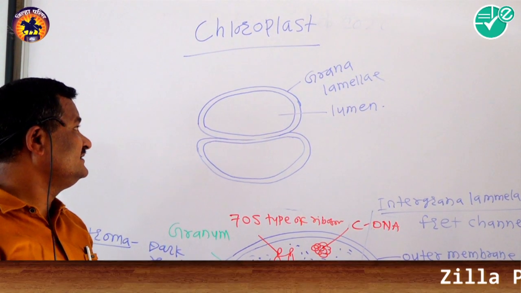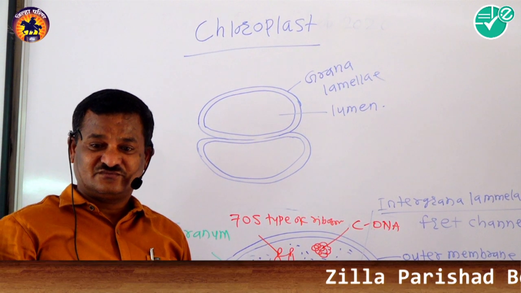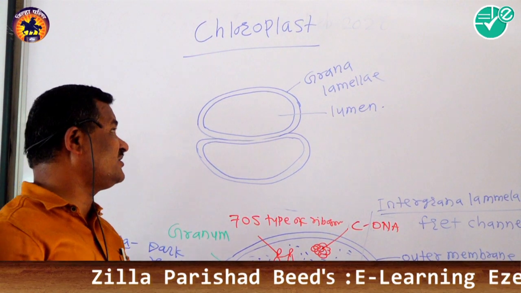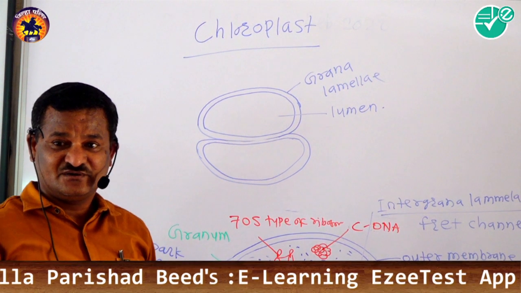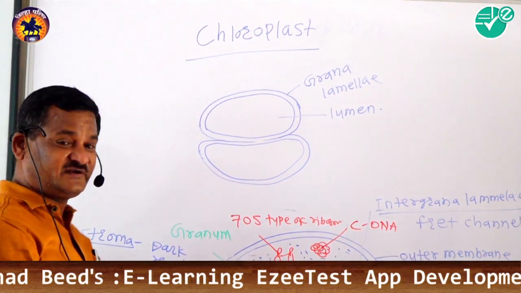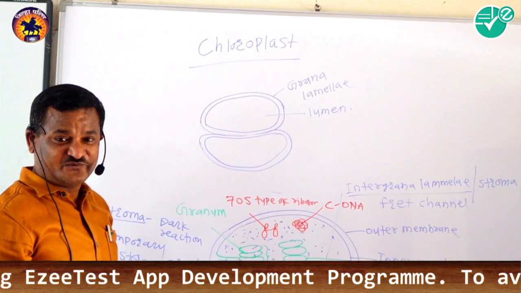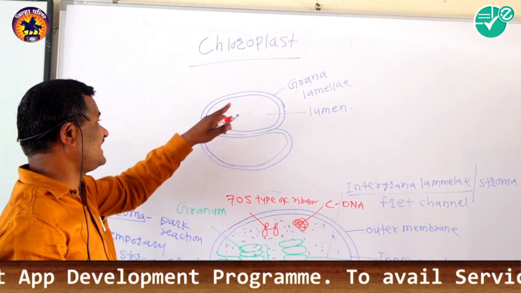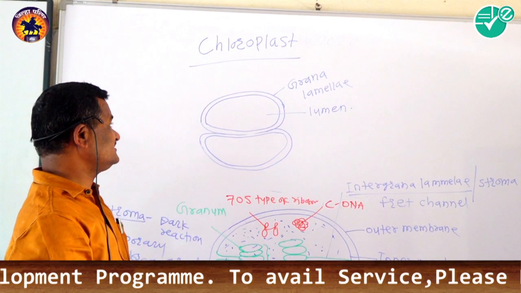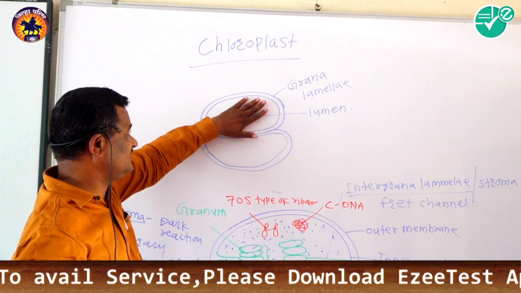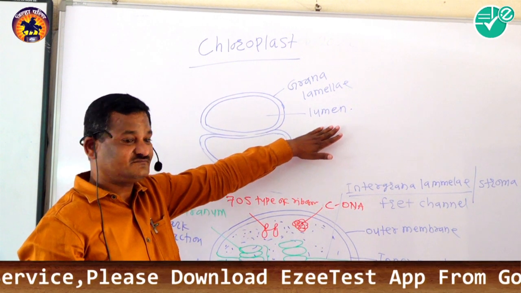Grana lamellae, where all the photosynthetic pigments are present. It is the site of photosynthetic pigments. All photosynthetic pigments, that is chlorophyll A, B, carotene, xanthophylls, are present in the grana lamellae. It consists of two membranes, an outer membrane and an inner membrane, and the space in the thylakoid is called the lumen.